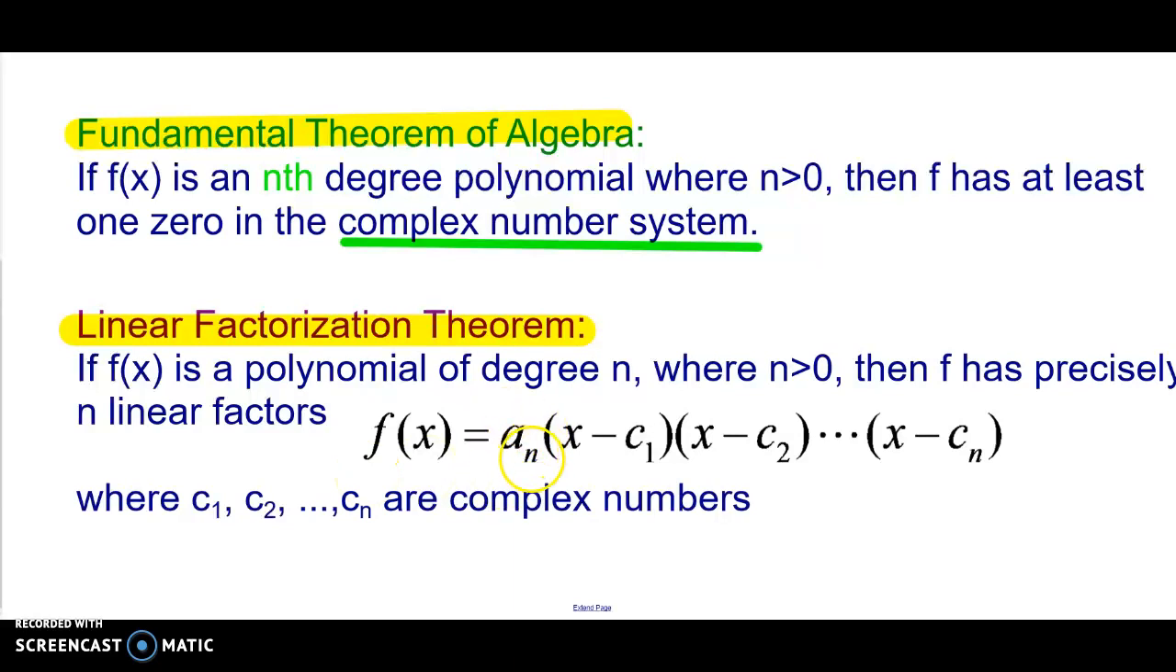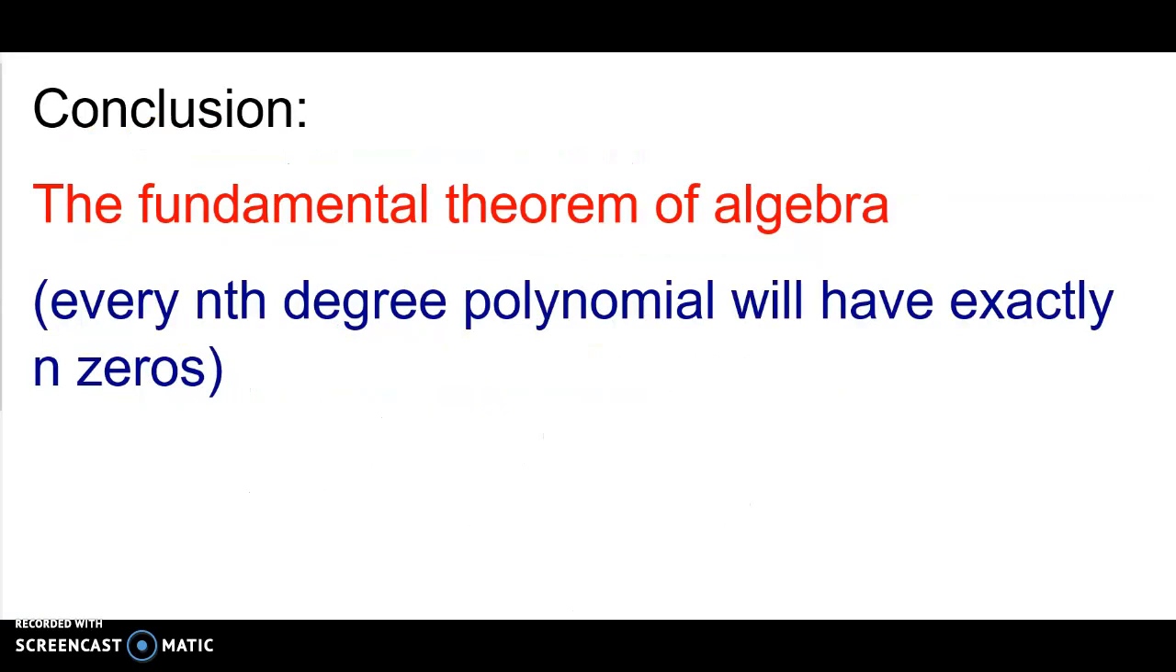Notice here that we have a sub n. We've talked about how if we have different roots or factors, we could come up with an infinite amount of equations that have those same factors or roots. We would just be changing that leading coefficient. So that's what that a sub n is here. Okay, so we just talked about the fundamental theorem of algebra, pretty trivial to us, and we just know that every nth degree polynomial will have exactly n zeros.